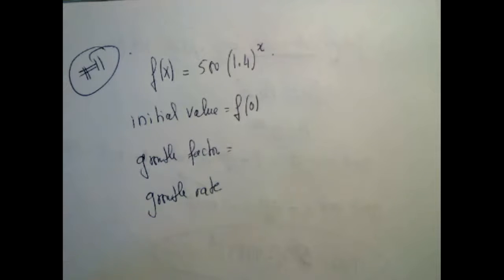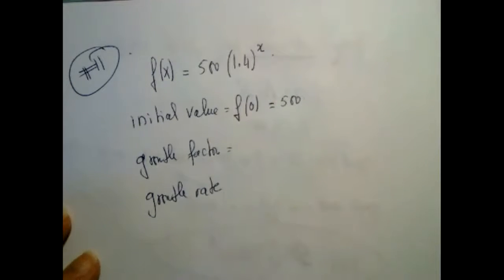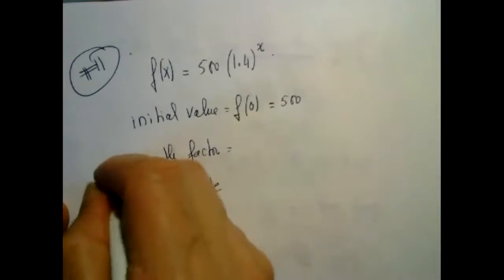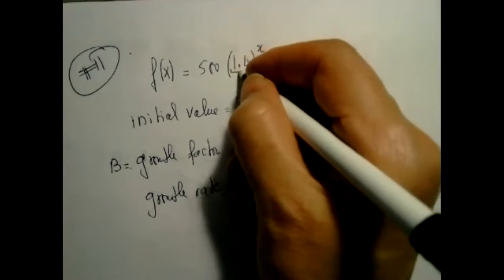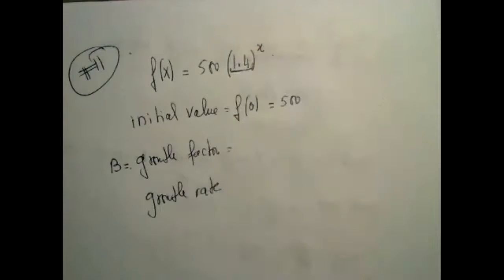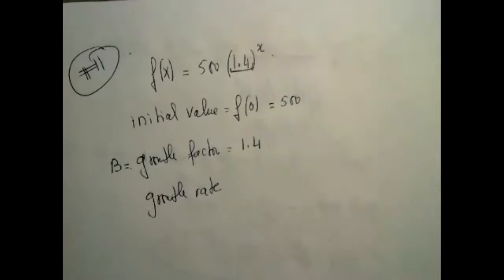Initial value. All right, Cindy, and f of 0 is 500. Growth factor. What's the growth factor? That's the B in the formula. The growth factor is the B. It's the 1.4. Now, what's the growth rate? It means by what percent it is increasing every unit of time.